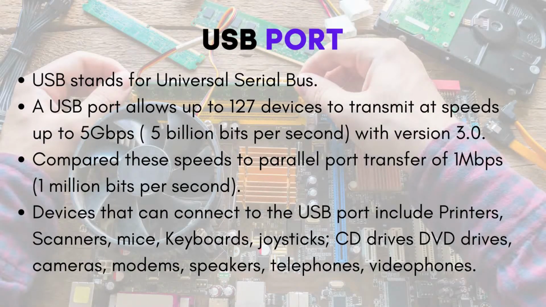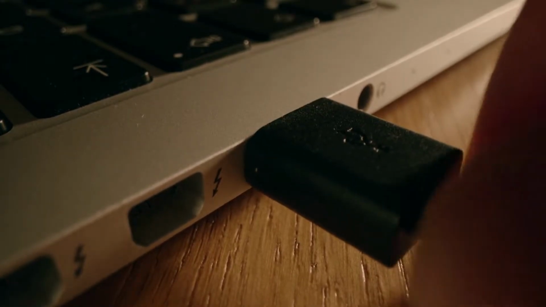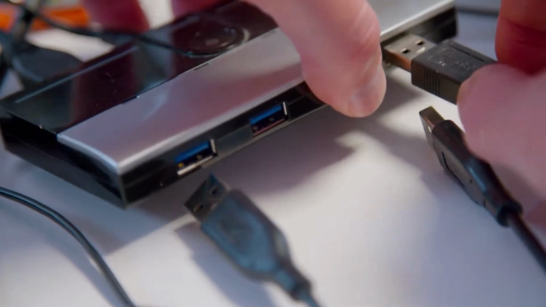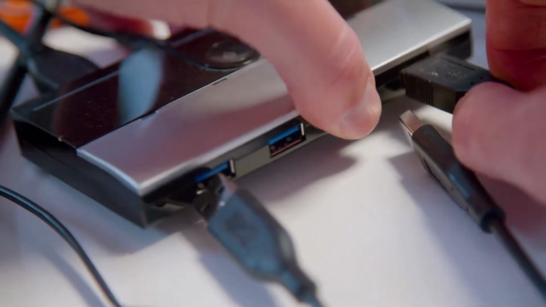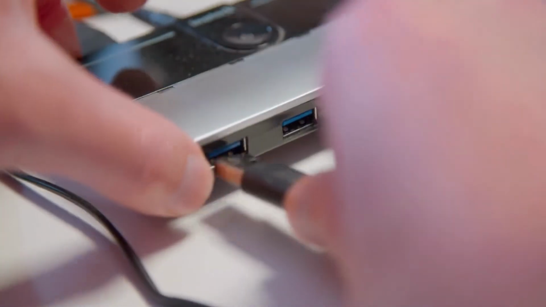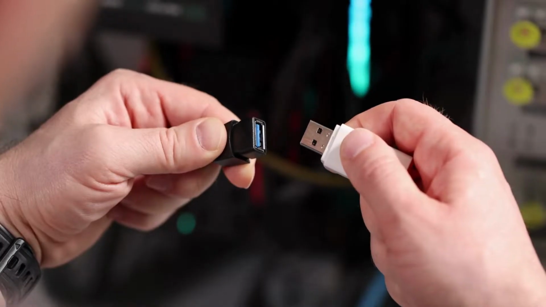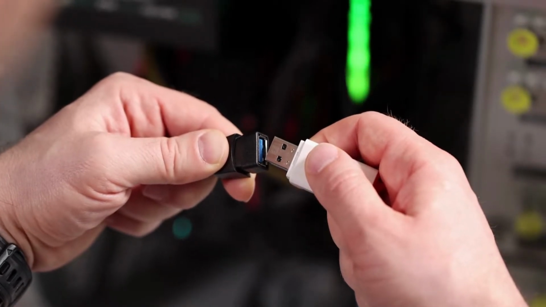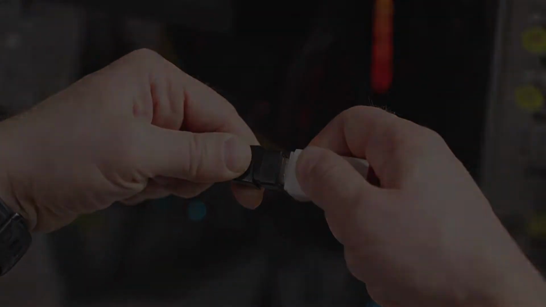USB stands for Universal Serial Bus. A USB port allows up to 127 devices to transmit at speeds up to 5 Gbps, 5 billion bits per second, with version 3.0. Compare these speeds to parallel port transfer of 1 Mbps, or 1 million bits per second. Devices that can connect to the USB port include printers, scanners, mice, keyboards, joysticks, CD drives and DVD drives, cameras, modems, speakers, telephones and video phones.